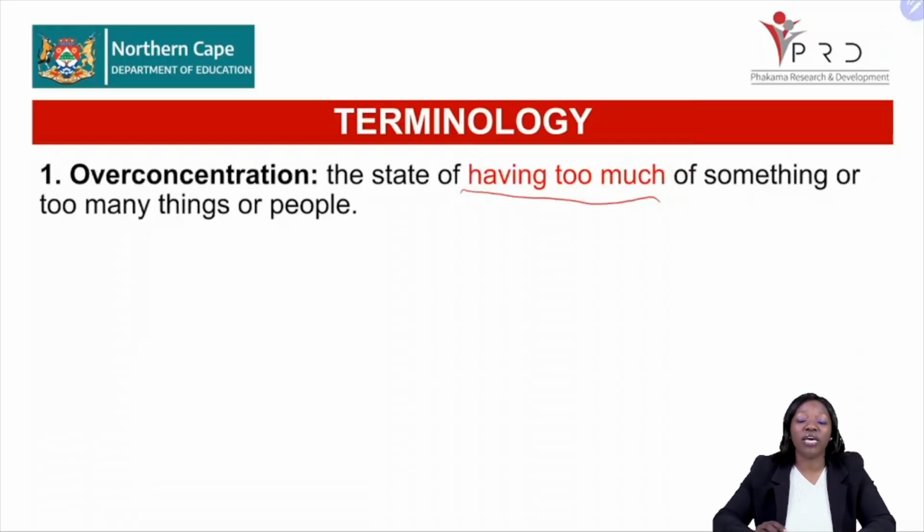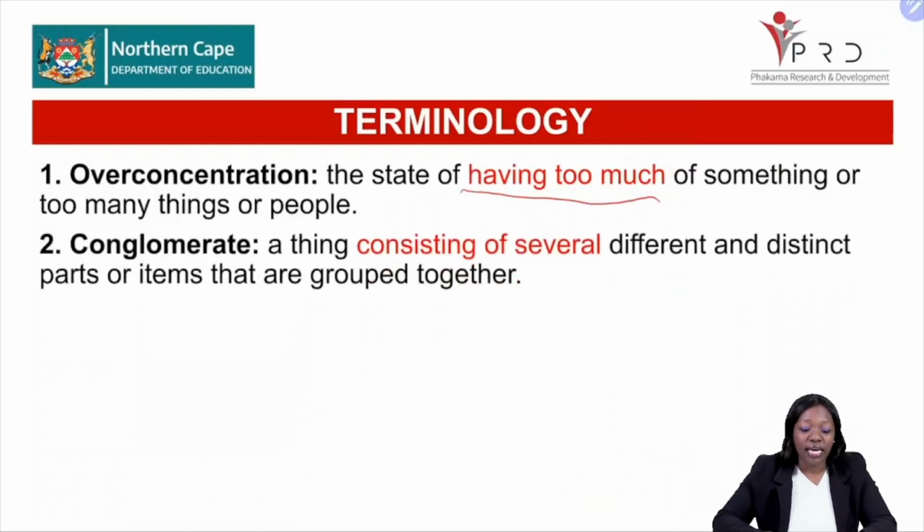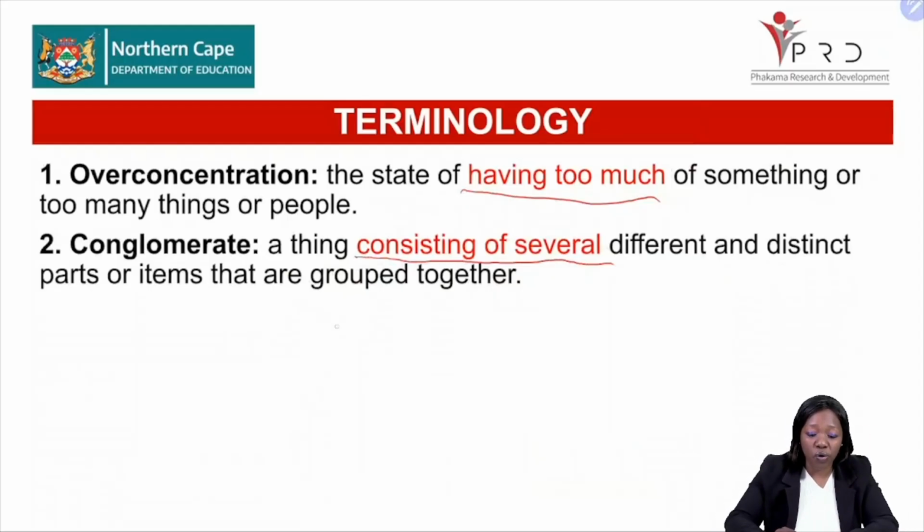So the state of having too much of something, or too many things or people, is regarded as over-concentration. Then secondly, we're looking at conglomerates. Conglomerates are things consisting of several, which means too many, different and distinct parts or items that are grouped together. Remember, there is a link between over-concentration and conglomerate.